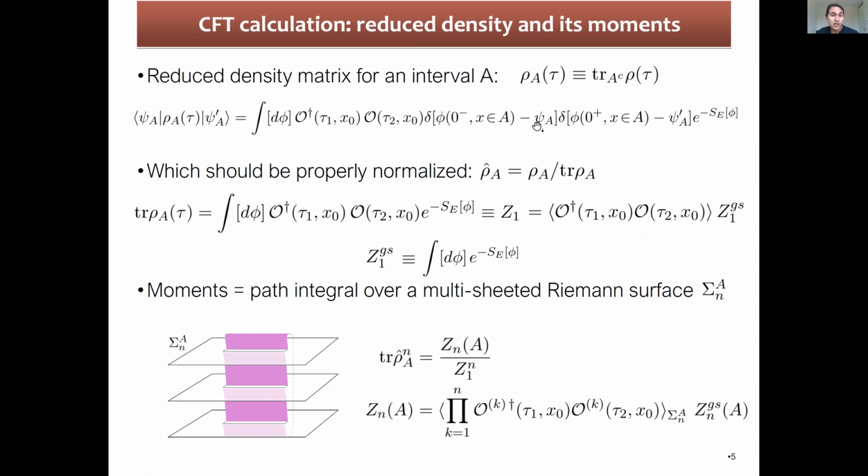And I also need to properly normalize the reduced density matrix. So I have to divide by the trace. This is a partial trace, and then I need to consider the full trace, which is by gluing over the whole cut, including for all x, essentially. This is the result, and basically this normalization factor is what I call C1.